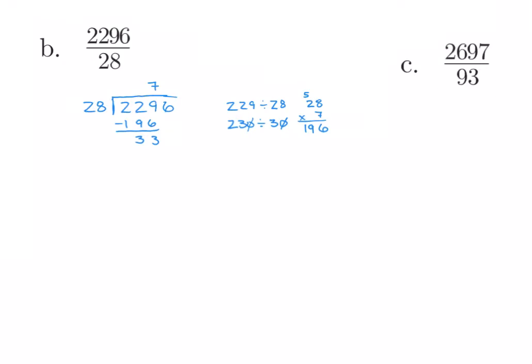7 is too small. So I want to go ahead and change it. I'm going to increase my 7 to an 8. We want to multiply 28 times 8. 8 times 8 is 64. 8 times 2 is 16. And 16 plus 6 is 22. We subtract, we get 5. Bring down our 6.